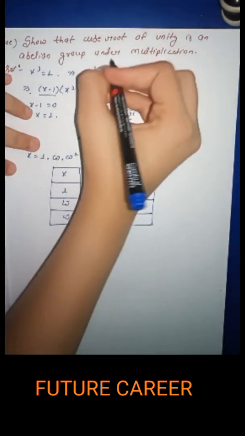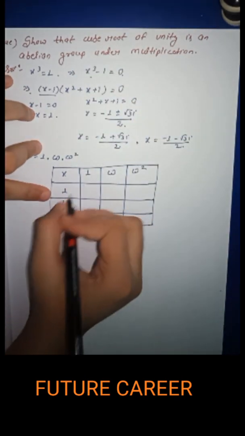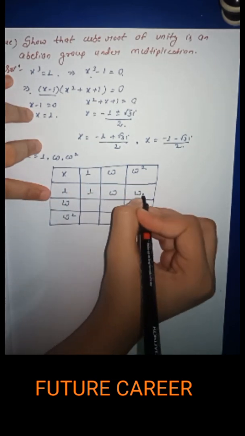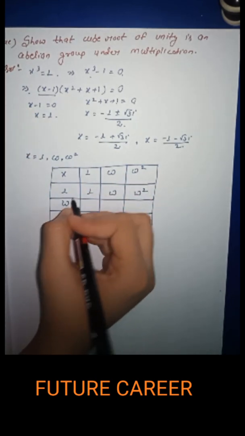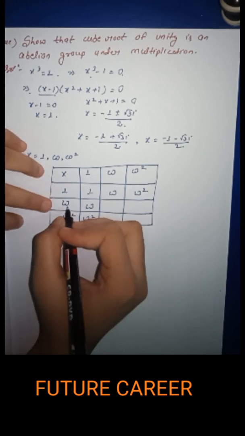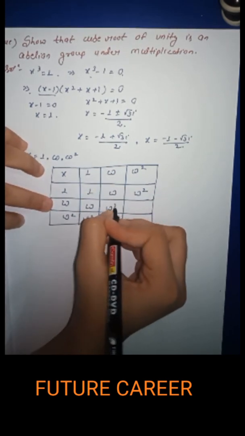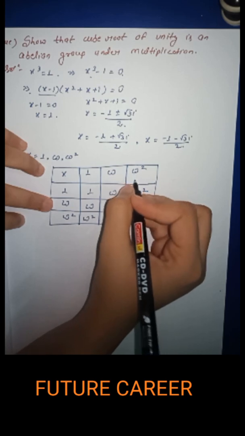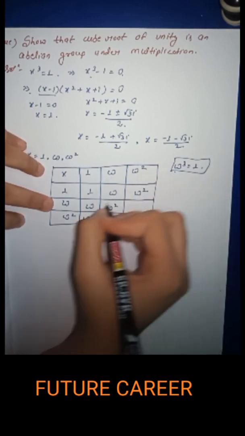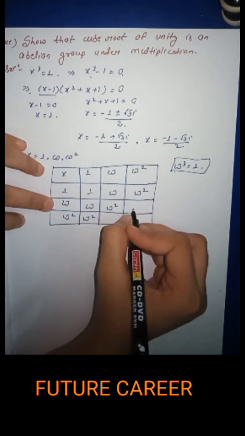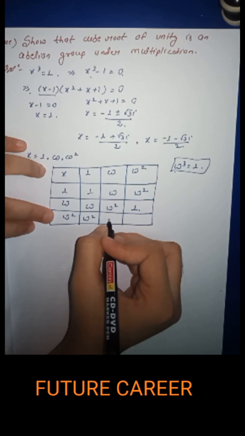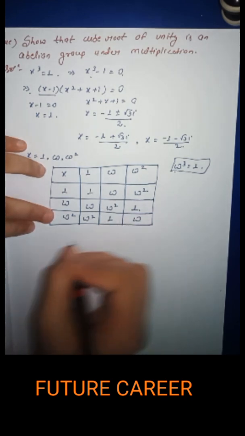We are given with respect to multiplication. Then 1 into 1, 1 into omega, 1 into omega square. Then omega square, 1 into omega, and this is omega square. Now omega into omega square is omega cube, which equals 1. So omega into omega square becomes 1. Omega square into omega cube gives 1, and this is omega.